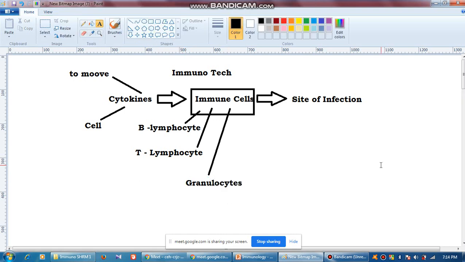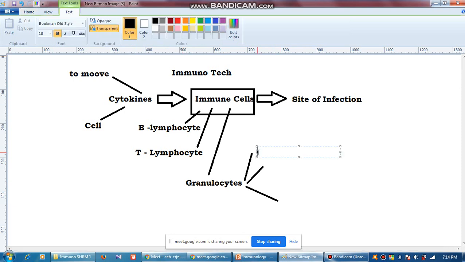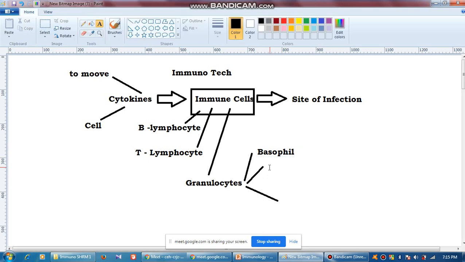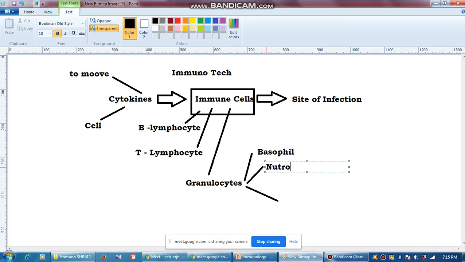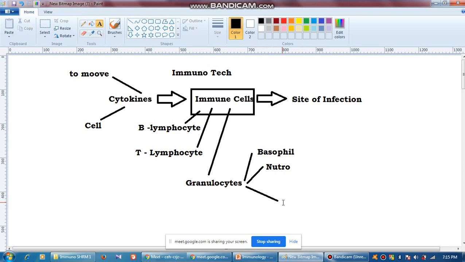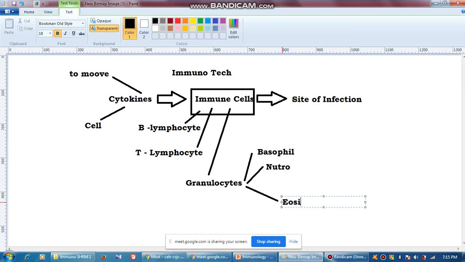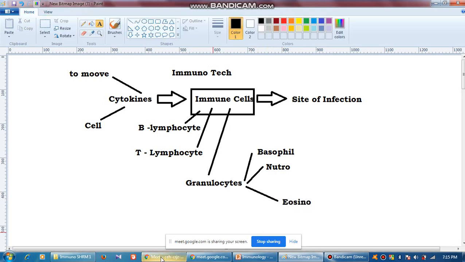Many of the granulocytes are somehow non-specific. Some of the granulocytes behave non-specific, general. Whenever there is an infection, these will come. They all will come. Just hold on.